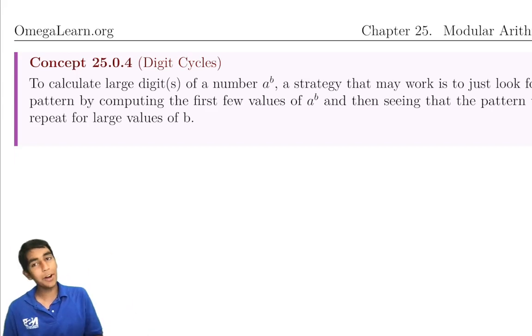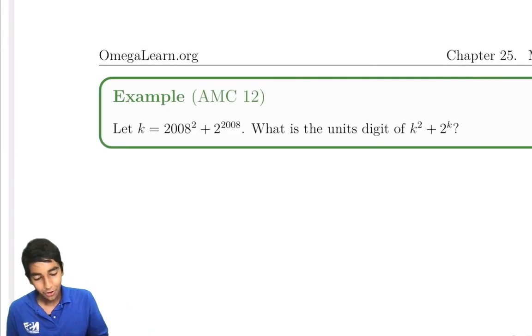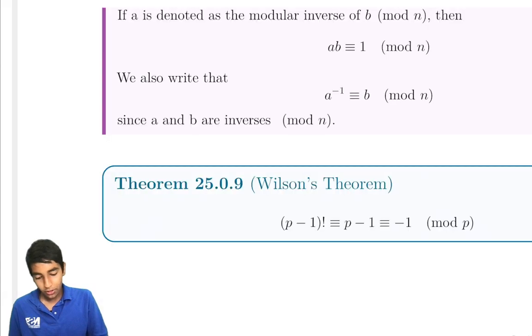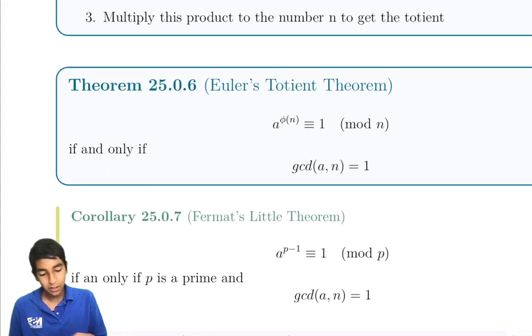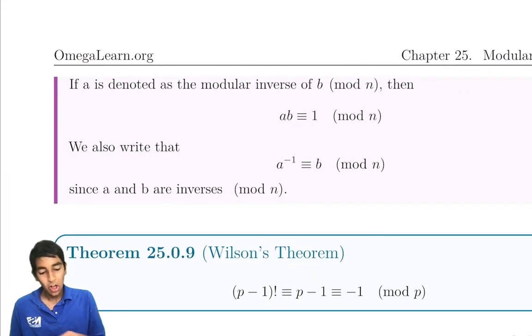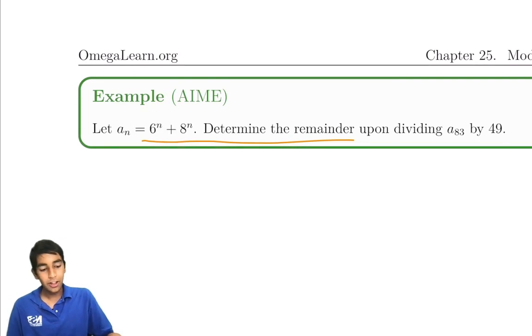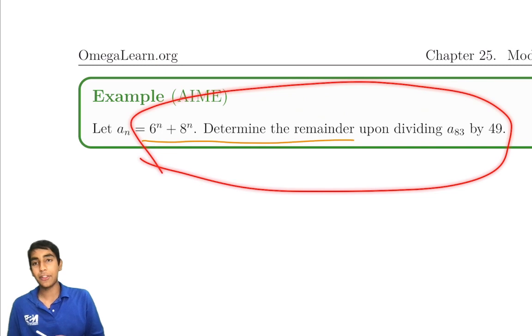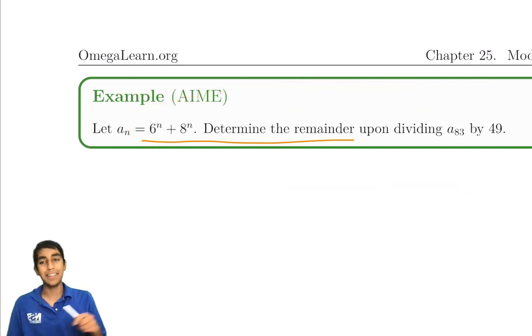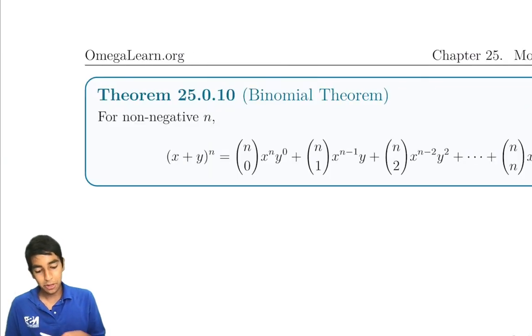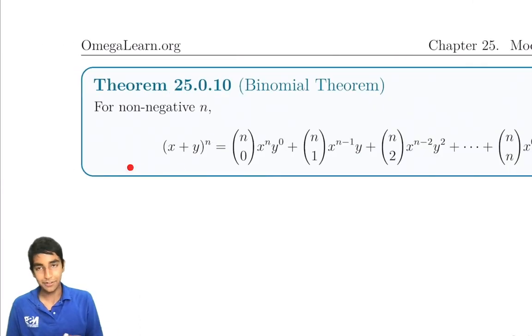In this video, we're going to discuss digit cycles, Euler's totient function, Euler's totient theorem, Fermat's little theorem, modular inverses, Wilson's theorem, and how they can be used to simplify this tricky AIME problem. It was infamous at the time, but now with these techniques, it's easy to solve. And we'll also be discussing how the binomial theorem can be used.